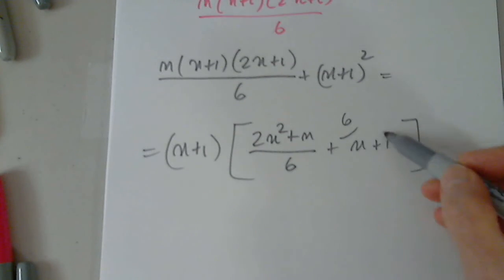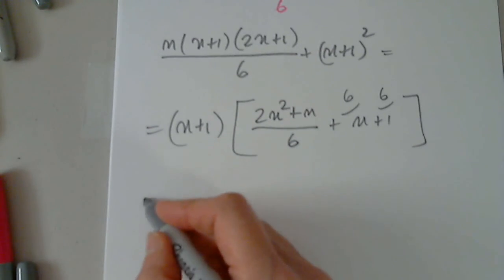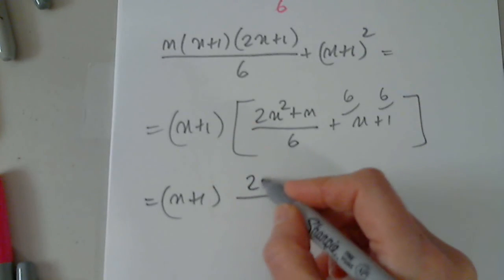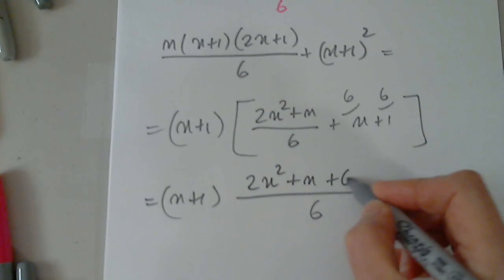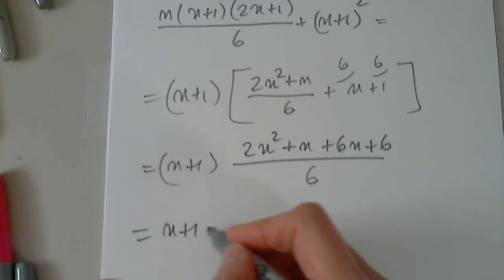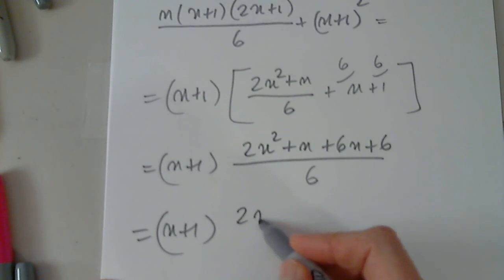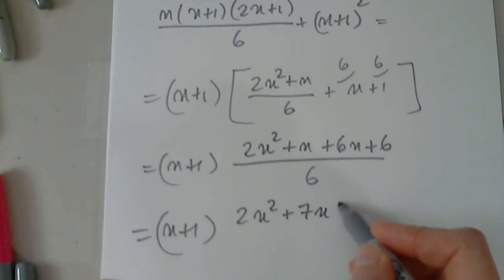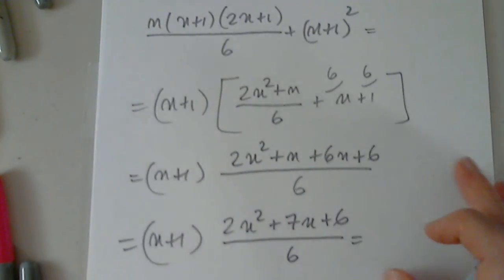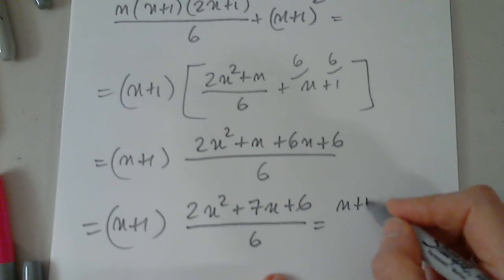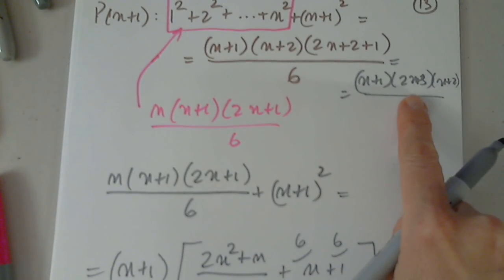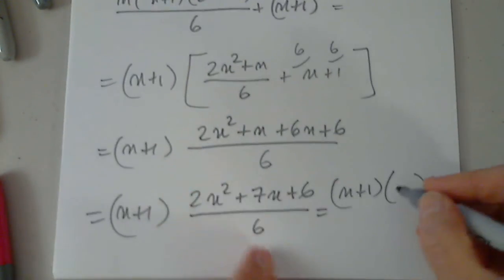I will multiply both by 6. I get n plus 1 times 2n squared plus n plus 6n plus 6. And this is n plus 1 times 2n squared plus 7n plus 6 divided by 6. I don't know the factor form of this. But if it's not 2n plus 3 and n plus 2, then I'm in big trouble.